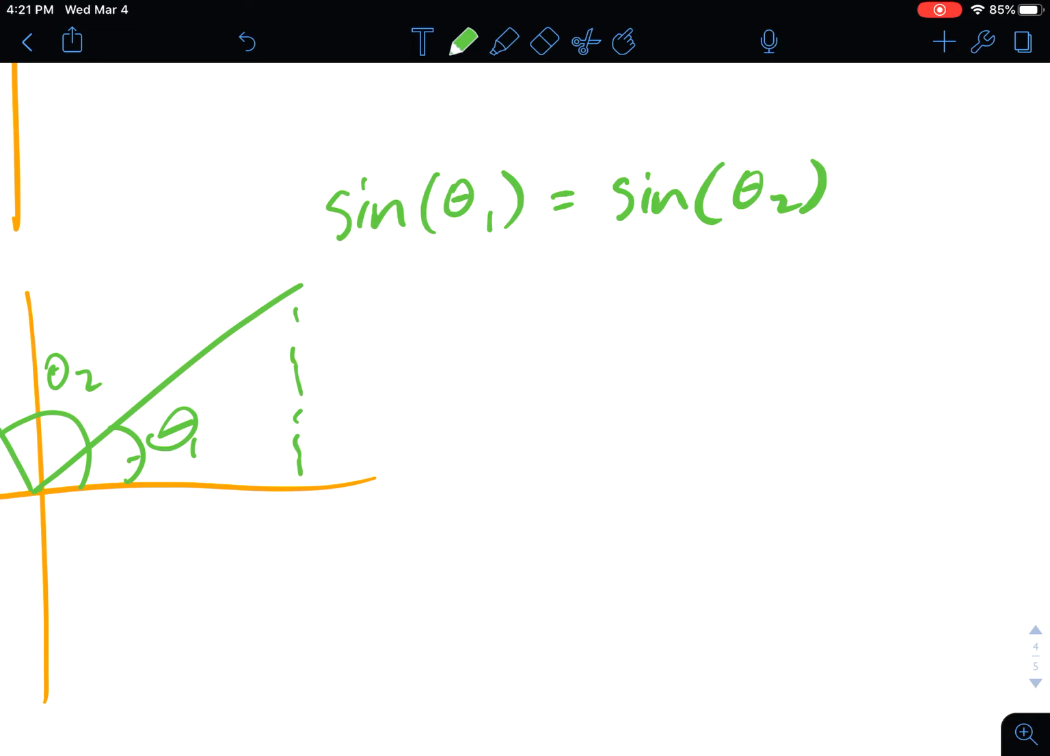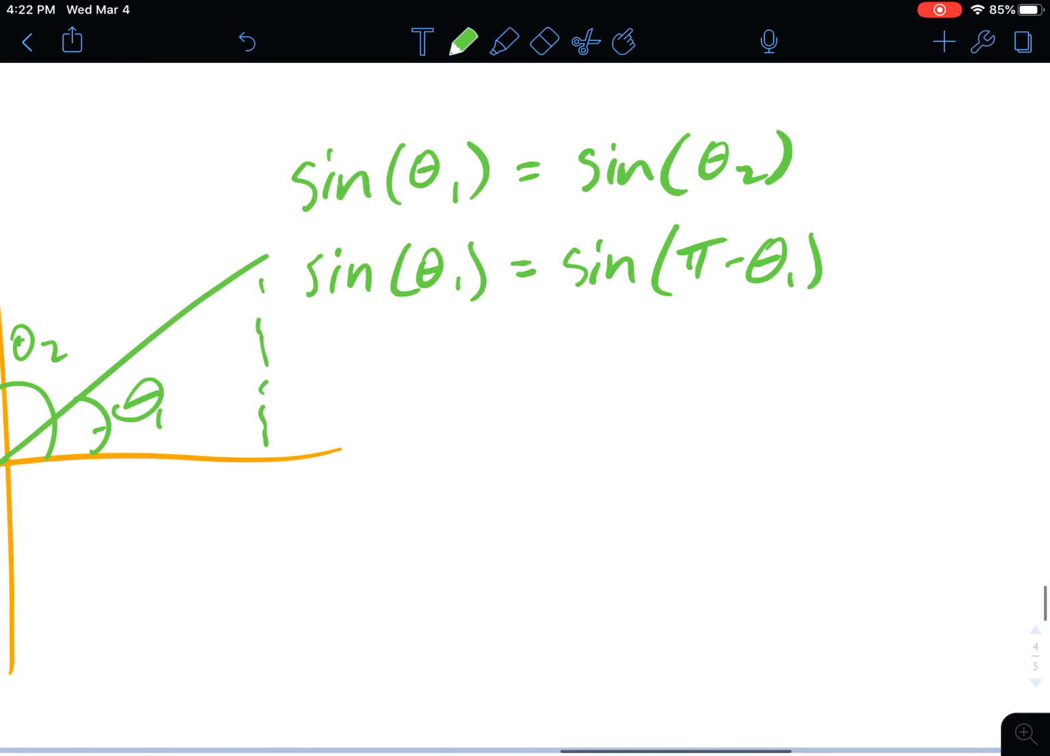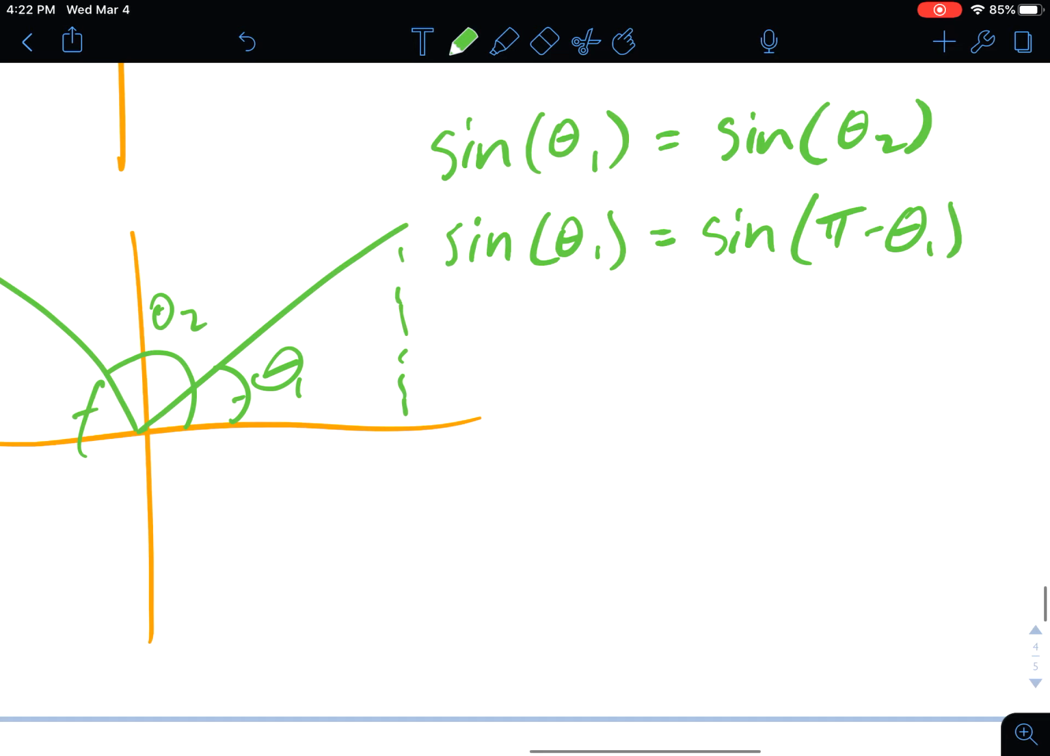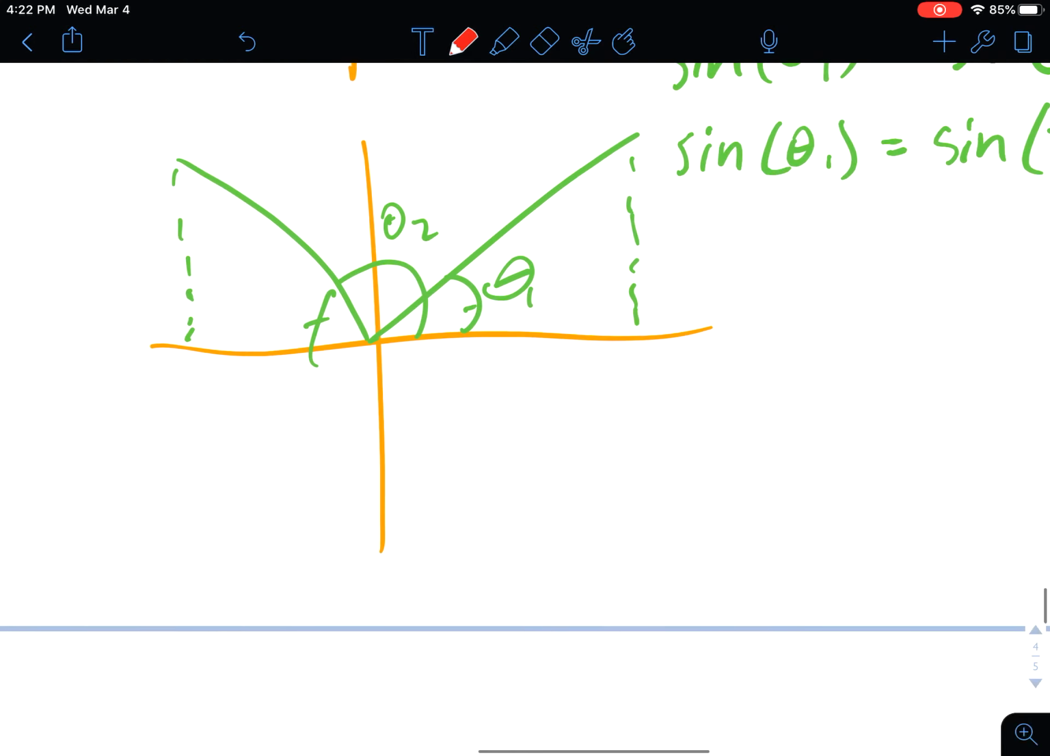What's really cool about this is that if I just say that sine theta 1 is equal to the sine of pi minus theta 1. That's what theta 2 is. It's 180 degrees minus theta 1, pi minus theta 1. And so it doesn't repeat itself every pi like tan did.